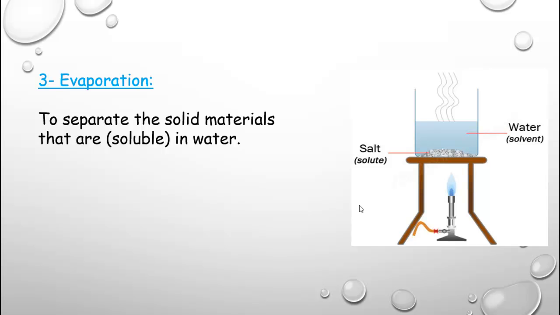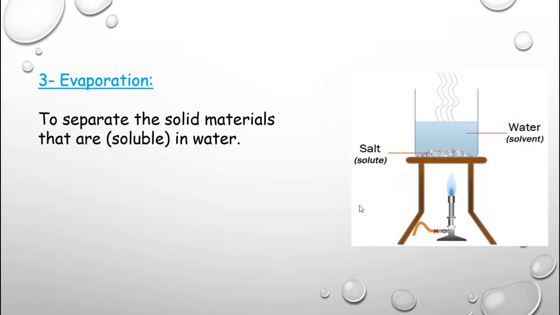What is evaporation? I will heat this mixture. By heating, what will happen to the water? The water will evaporate. The water will change from liquid to water vapor, to gas. After that, with time, the salt or the sugar will remain at the bottom of the flask or the beaker. So the water will change to water vapor by increasing the temperature, and the salt will remain at the bottom of the flask.